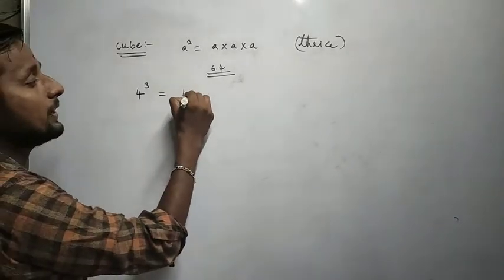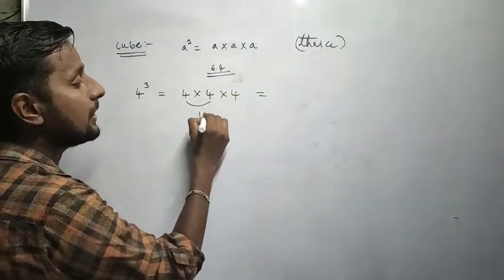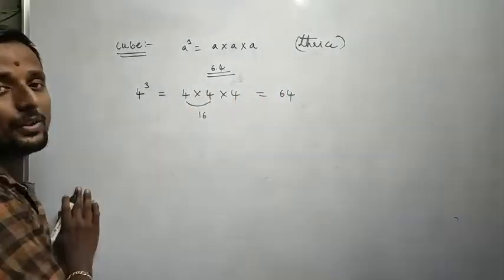4 cube, in the sense you'll write 4 into 4 into 4. So 4 4s are 16, 16 4s are 64. So simply, 4 cube, answer 64.